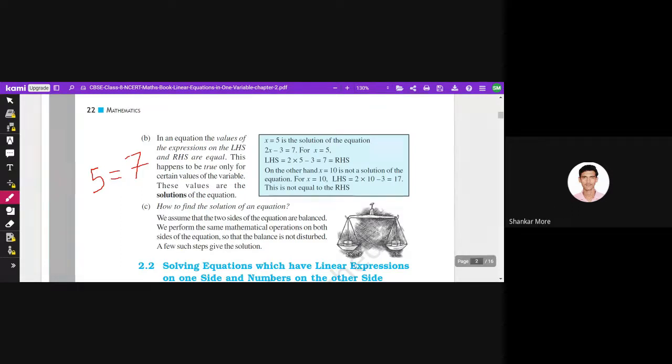मतलब दोनों साइड के वैल्यूज कैसे होने चाहिए, इक्वल होने चाहिए. So this is incorrect, so I will erase it. Now this happens to be true only for certain values of the variable. These values are the solutions of the equations.